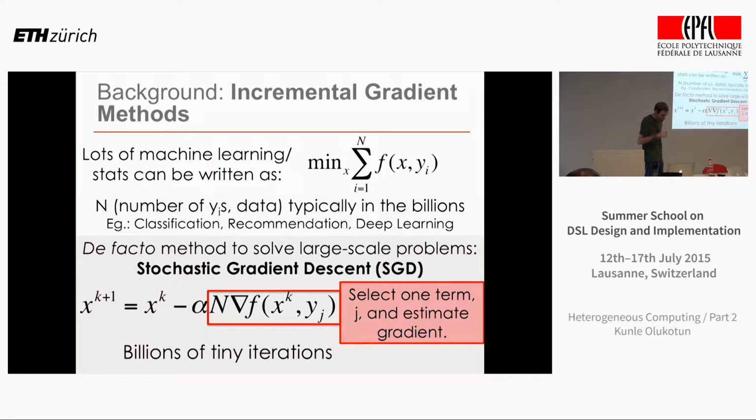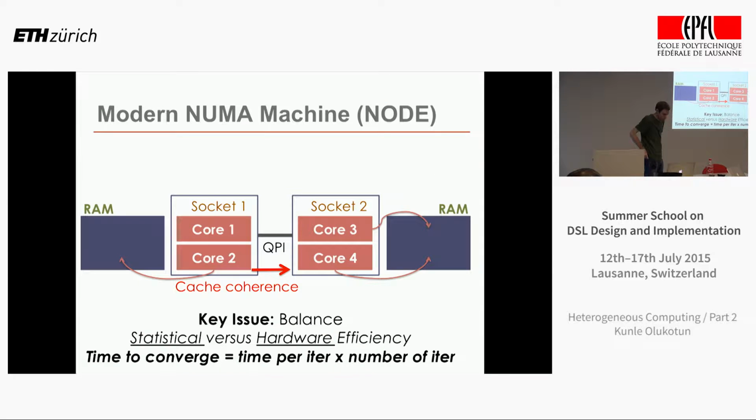So essentially what you have here is billions of very tiny iterations. And the question is, how can you do this efficiently? So if you think about how modern big machines look, this is how they actually look under the hood. I know they tell you that it's all shared memory, communication just works magically, and while it does work, it is not very fast.